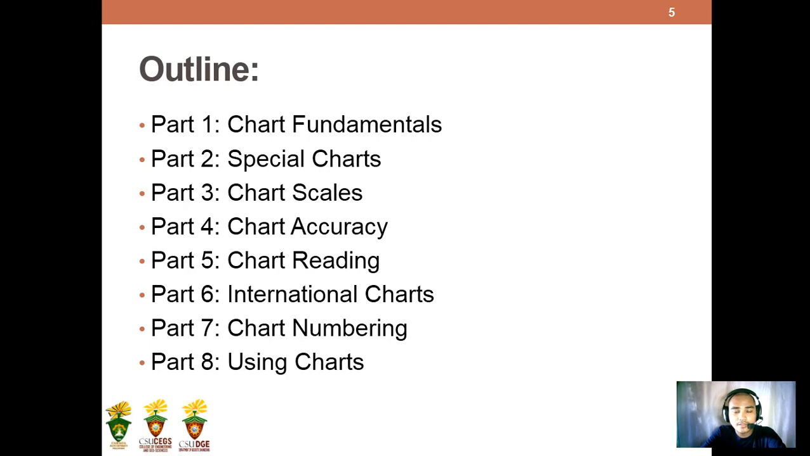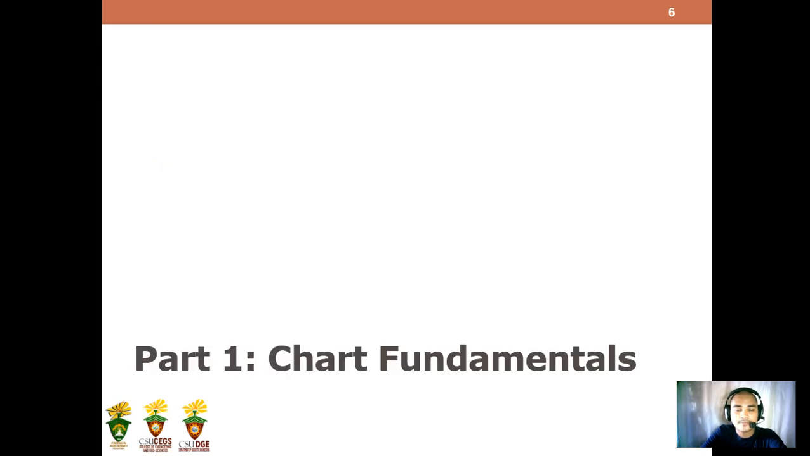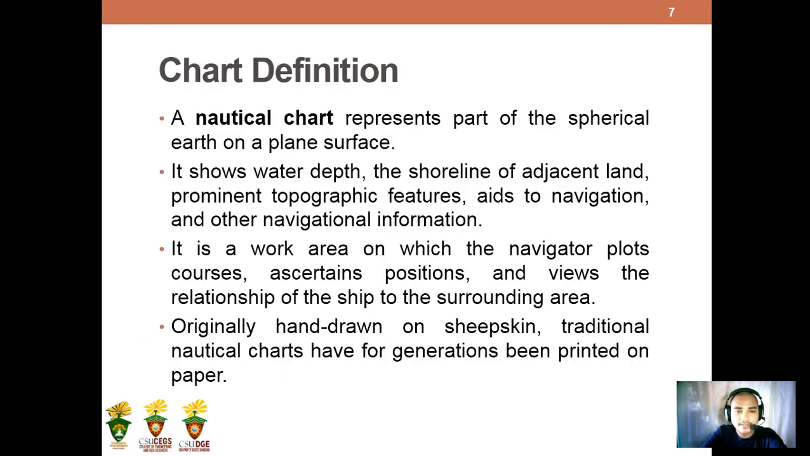Part 1 will be all about the chart fundamentals. Part 2 is for special charts. Part 3 is for chart scales. Part 4 is for chart accuracy. Part 5 is how to read charts. Part 6 is all about international charts. Part 7, chart numbering. And lastly, part 8 is the using of charts. Alright, so let's go now to the first part of this lecture, which is all about chart fundamentals.